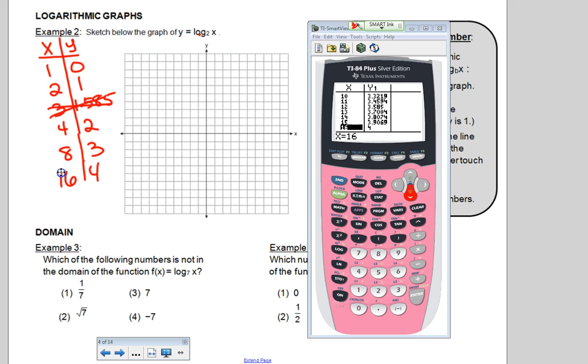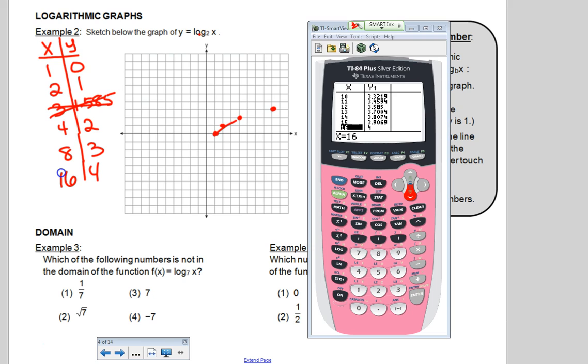Okay, so 1 is 0. 2 is 1. 3, I don't want to graph 3, so we're going to go to 4 is 2. And then 8 is 3. I'm over 1. And then there's our graph.